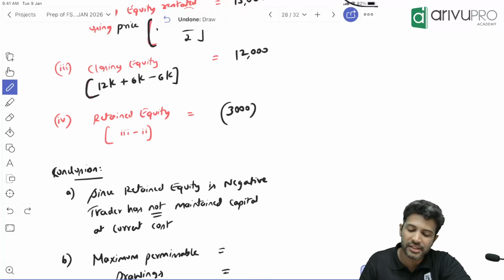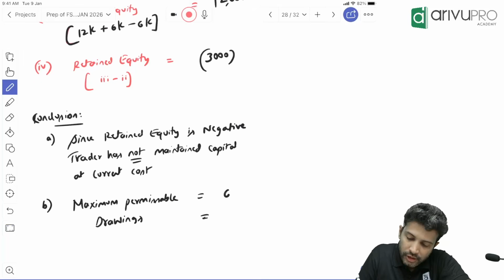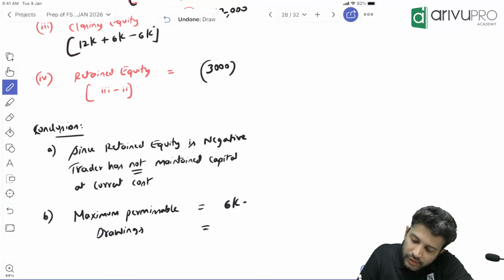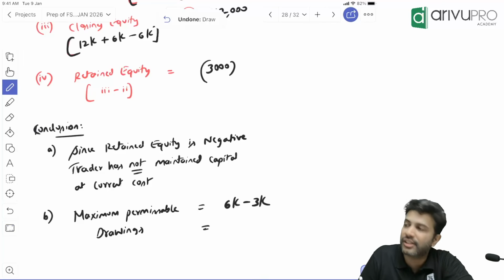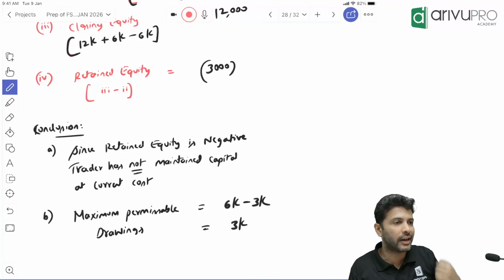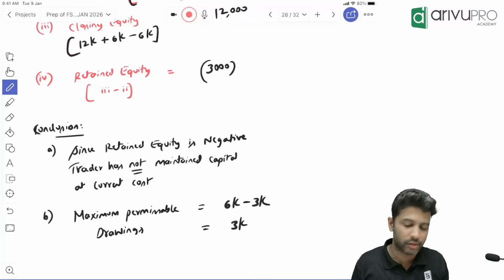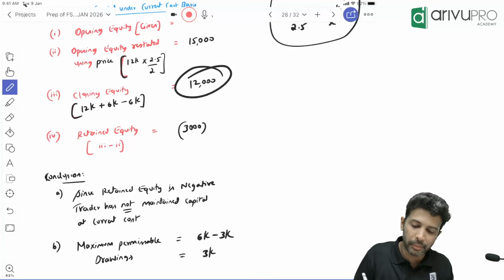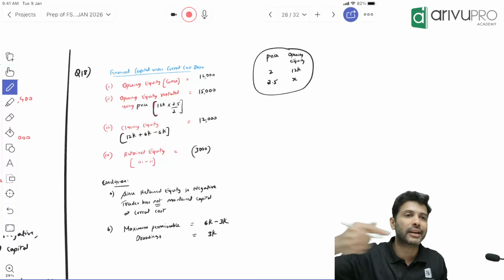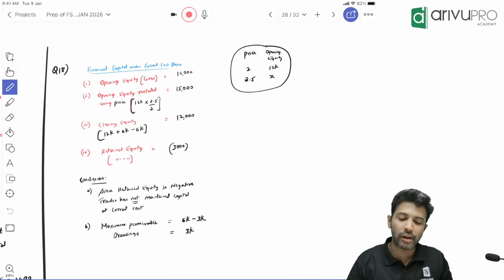Can you tell me how much is the maximum permissible drawings? 6,000 as he has withdrawn? 6,000 is not permitted. How much does he have to retain? 3,000 he should have retained. Out of 6,000 profit, if 3,000 should be retained, then how much can he withdraw? 3,000. Another 3,000 can be distributed. That way closing capital will become 15,000. Correct? And you will be able to do this activity once again in the next year. That's all this drama is about.